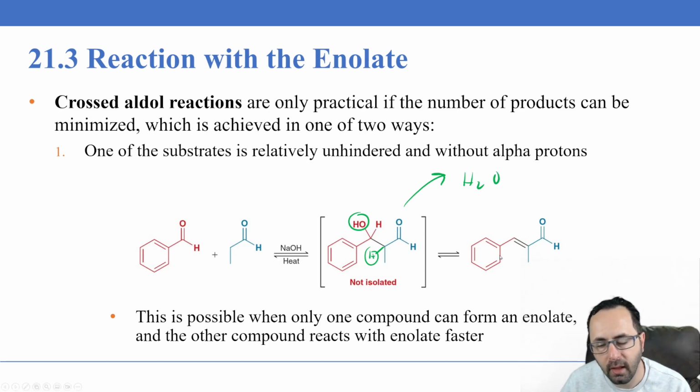So crossed aldol reactions are only really practical when only one of the aldehydes can produce an enolate ion. We want the other one to not have any alpha hydrogens. That would include compounds like basically formaldehyde and benzaldehyde. Those are our options.